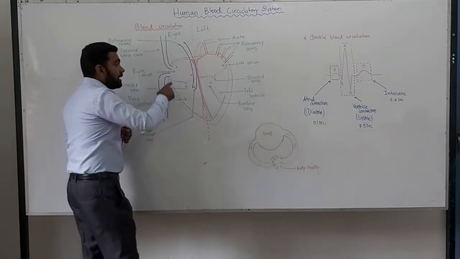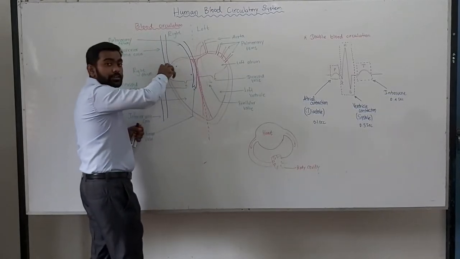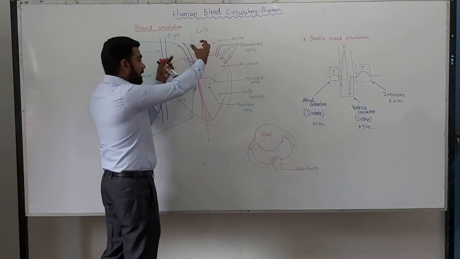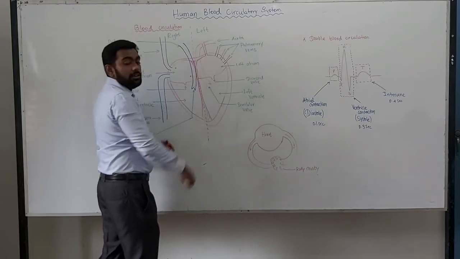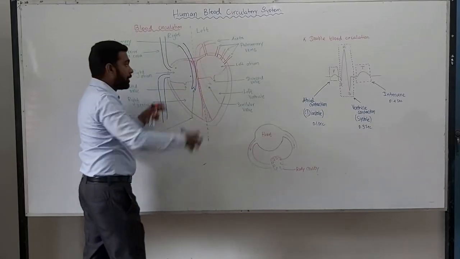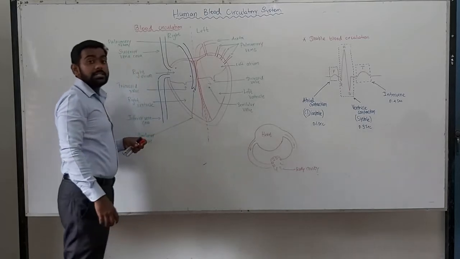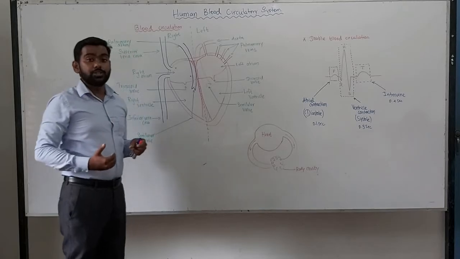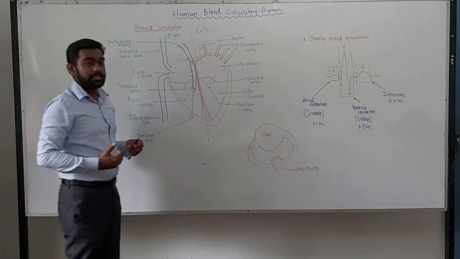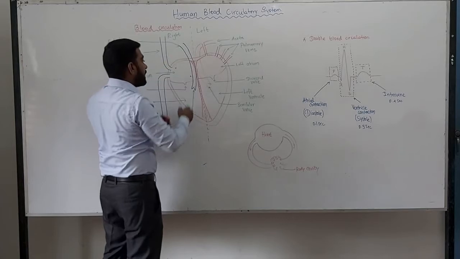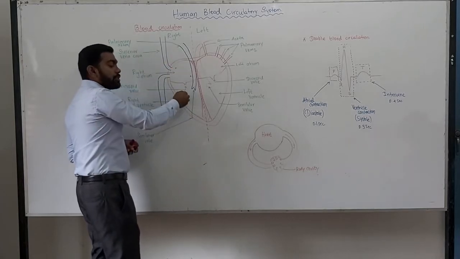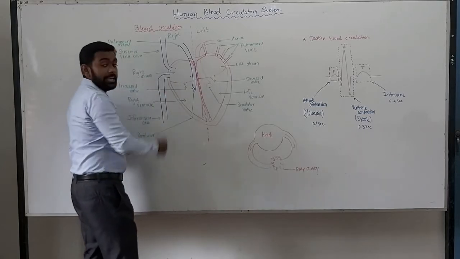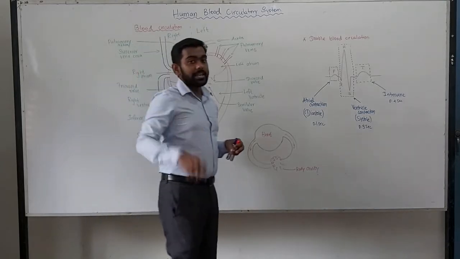And after both are filled, the SA node gives an electric pulse, and both atria contract together, and they fill the ventricles. This is called atrial contraction, or we can call that diastole, filling, right? Both contract together. The right atrium fills the right ventricle, the left atrium fills the left ventricle, and it takes 0.1 second.